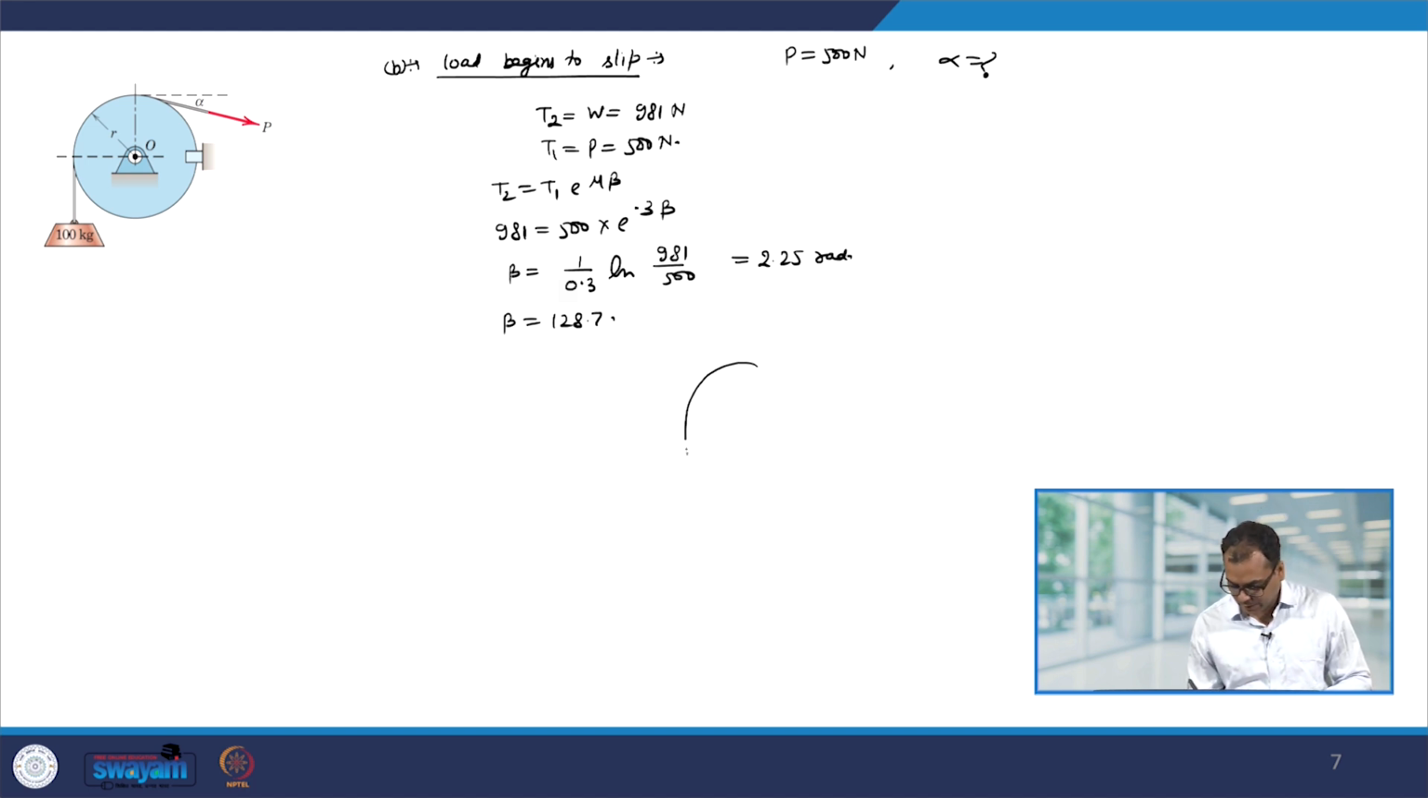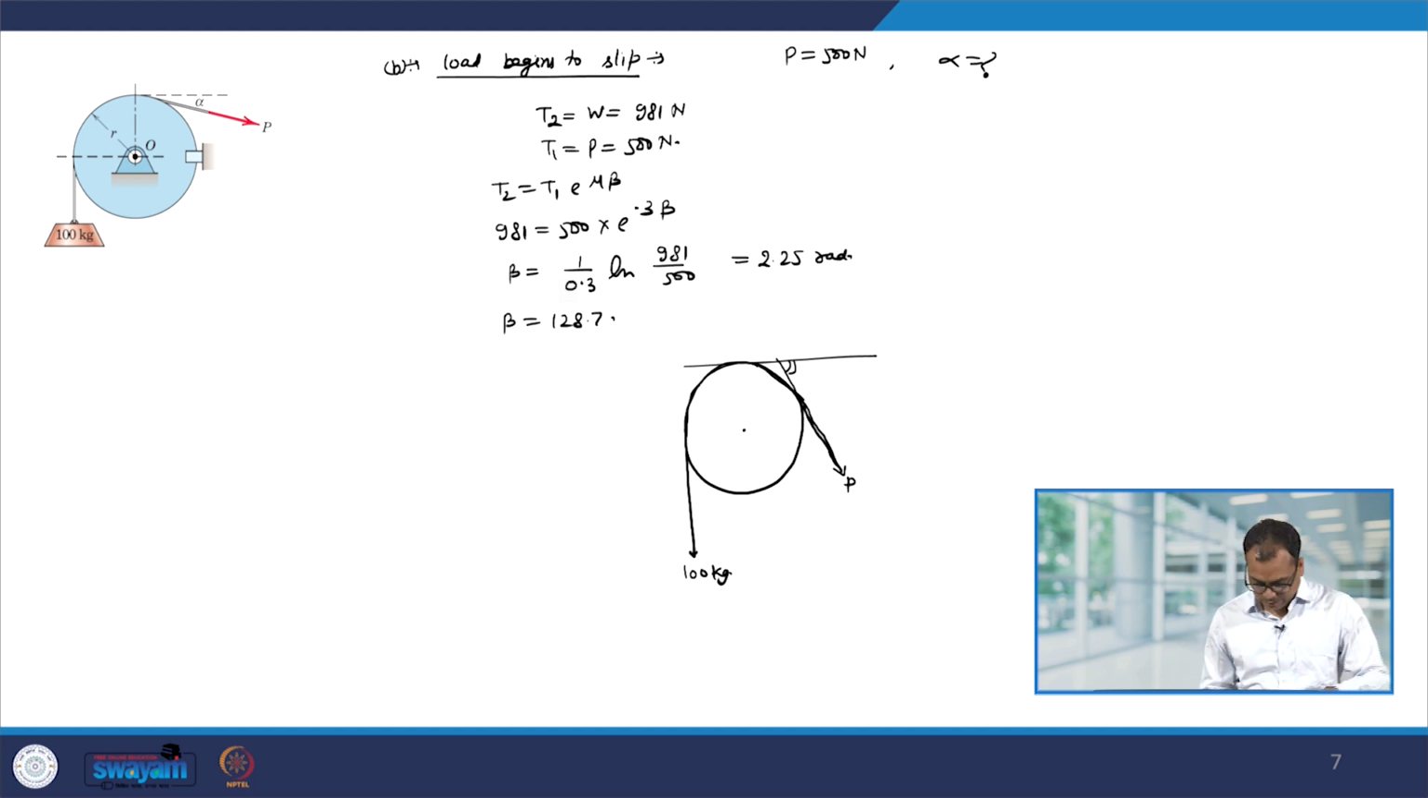In the question statement, we have asked to find out the angle alpha, and this we can find out from the simple geometry. So, we have this drum and the weight is hang like this, 100 kg, force P is acting like that. So, we have to find out this angle, and this angle we can easily find out because this angle is beta.